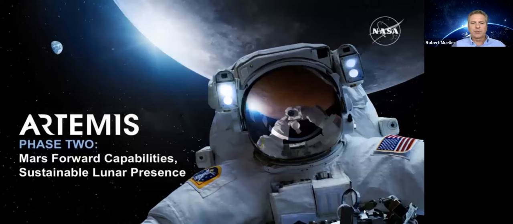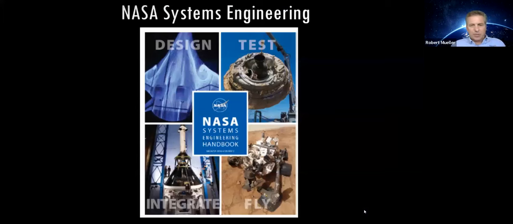Then after, phase one is all about proving that we can get the astronauts to the moon and land them safely, survive, come home. Then we start thinking about Mars forward capabilities, sustainable lunar presence. Now, you may ask yourself, how did NASA do this? How did NASA do all these amazing programs over the last 60 years? And how are we going to do Artemis?